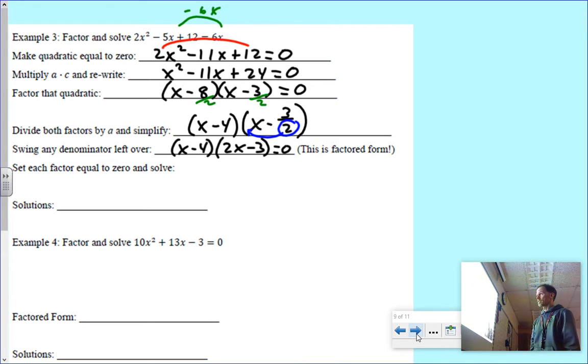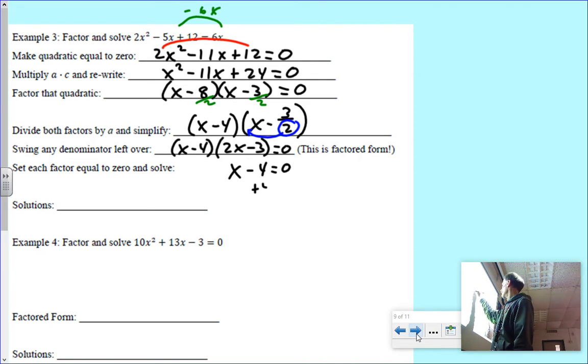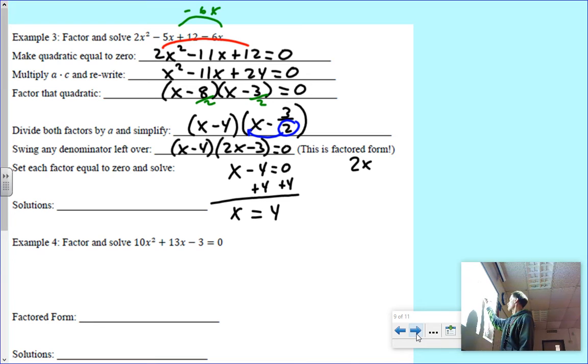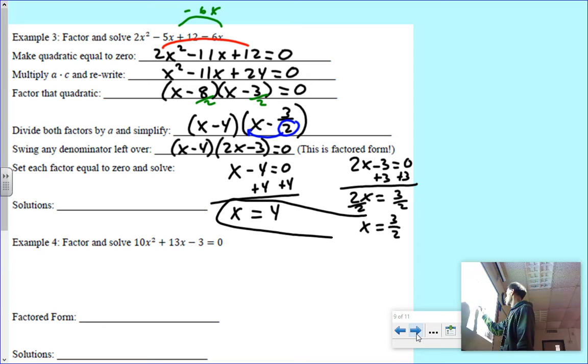Now for the solutions, remember all we do from there is set each factor equal to 0 and solve. If I add 4 to both sides, my first solution is x equals 4. Same thing with the other one, though it involves 2 steps. I've got to add 3 to both sides, and then I've also got to divide by 2. So x equals 3 over 2. So those are your solutions, roots, zeros, x-intercepts, whatever you want to call them.